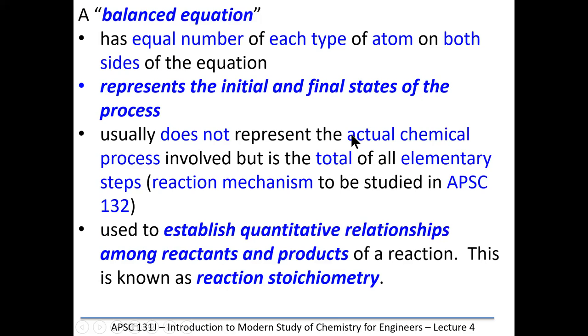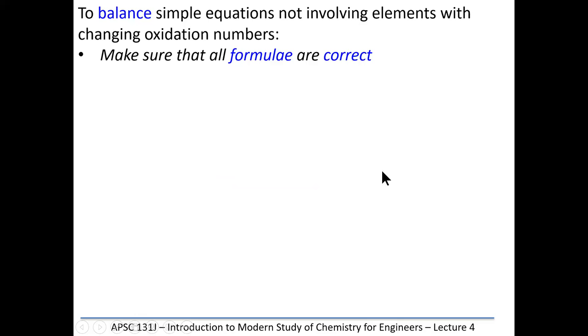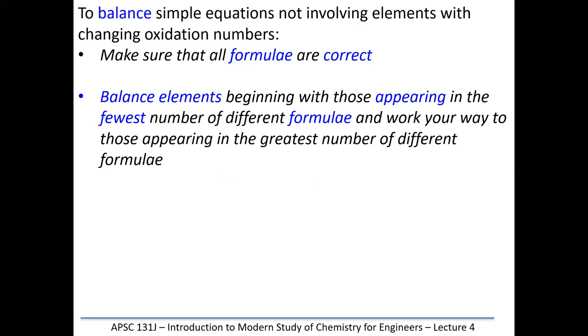And we can use the balanced equation to actually determine the relationships between reactants and products in a process called stoichiometry. I'm going to show you that today. So, to balance simple equations, you want to make sure all the formulas are correct. And we've been learning naming to ensure you know how to write formulas. So what you're going to do is balance elements appearing in the fewest number of places first, and then work from there.